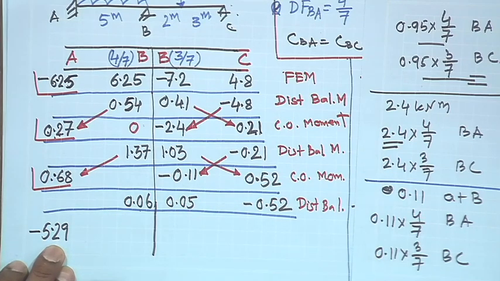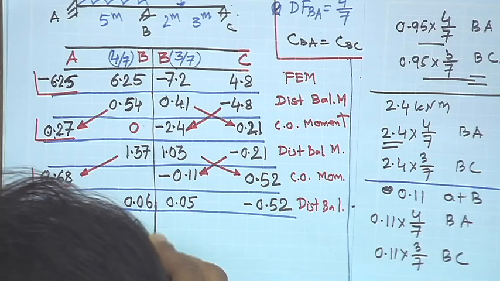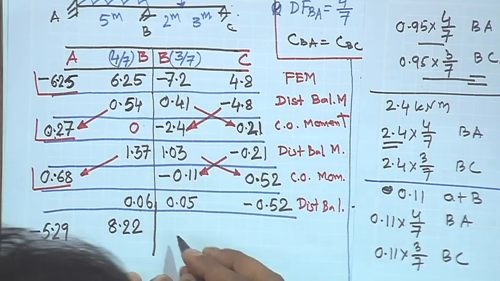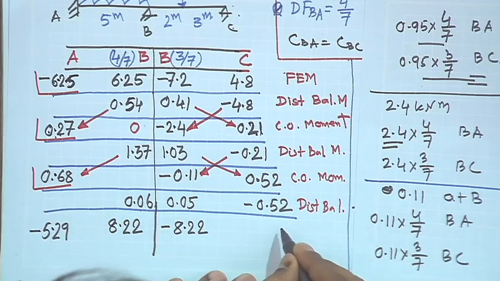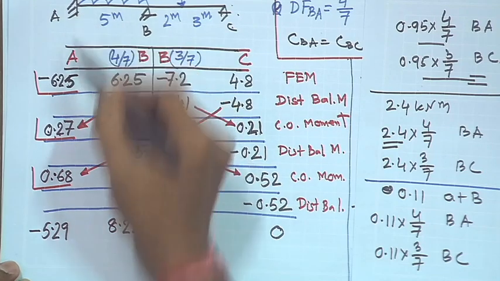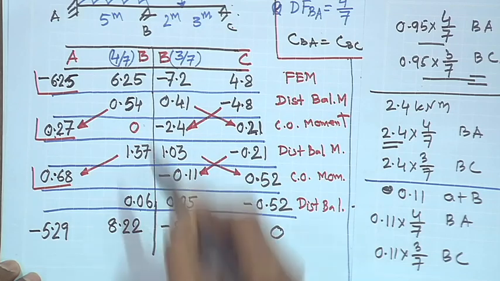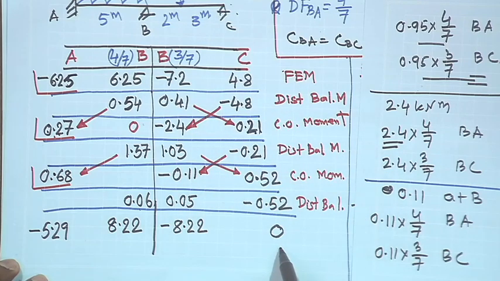This becomes minus 5.29, and then this becomes 8.22, and this also becomes minus 8.22, and this becomes 0. Okay. Now, the reason we stopped here is because equilibrium at B and equilibrium at C is now satisfied. So, the final moment at B is minus 5.29, moment at B is 8.22, moment at B in BC is this, and moment at C is equal to 0.